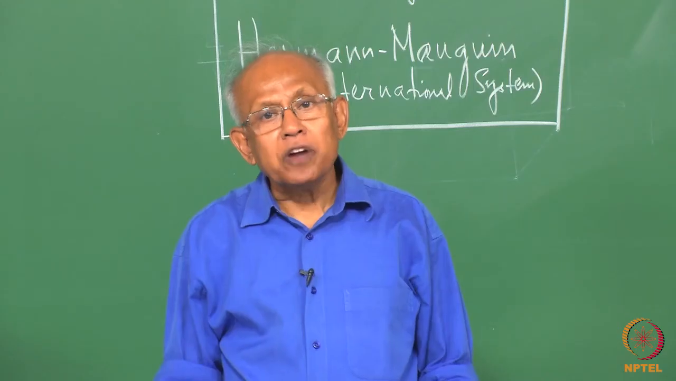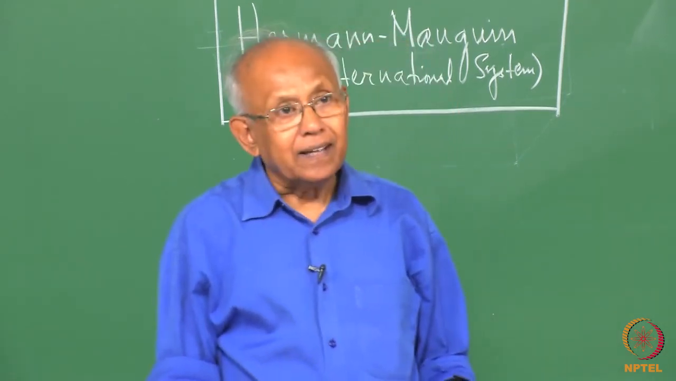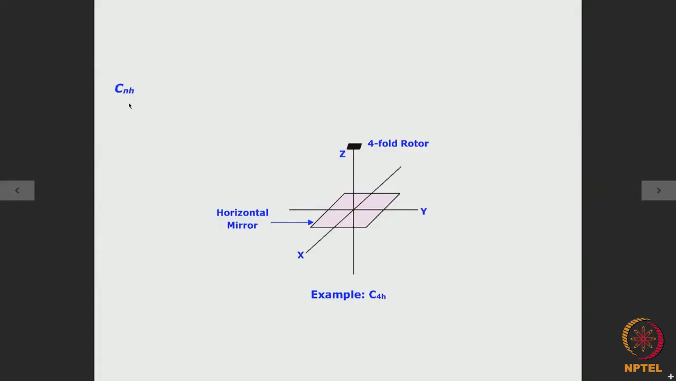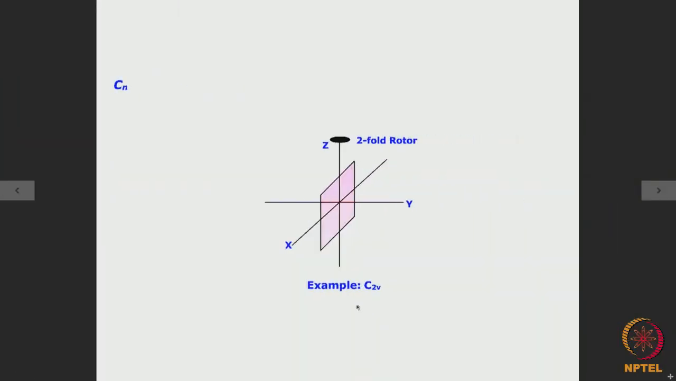Now, in case a point group is obtained by combining a rotor and a horizontal mirror as shown here, for example, they are written as C subscript nh in the Schoenflies system. So, here we have got a four-fold rotor along the z direction and a horizontal mirror in the xy plane. So, according to the Schoenflies notation, it can be written as C4h. On the other hand, if the rotor is parallel to the mirror plane, so it is a vertical mirror, then the Schoenflies system is written as C subscript nv. Here, unfortunately, that v is missing. So, it will be Cnv. So, in this particular case, since it is a two-fold rotor, it will be C2, and since there is a vertical mirror, it will be C2v.